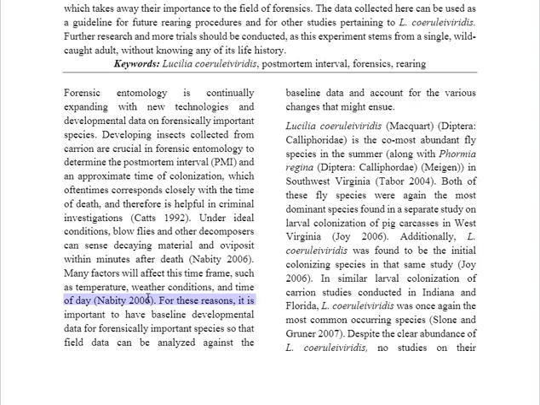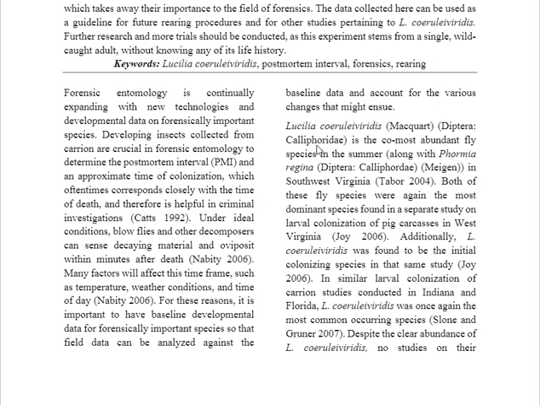But again, this is a little older than 10 years, so I would find one that's a little bit newer and also cite that. Okay, for these reasons. Good. So this first paragraph is great. It moves into, like, this is forensic entomology. This is why it's important. Now let's go into this particular species.